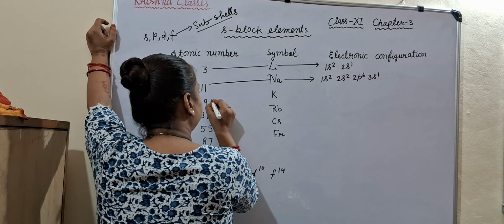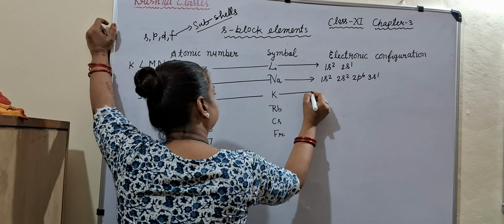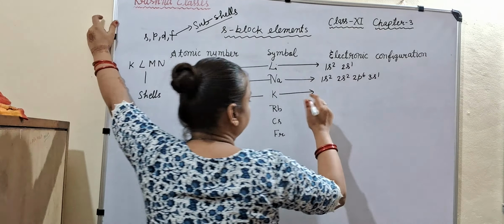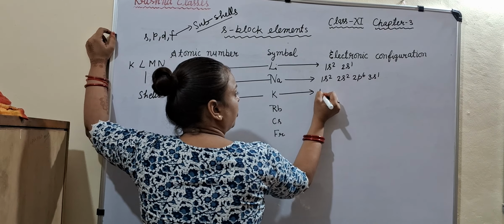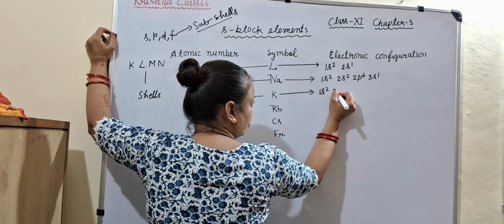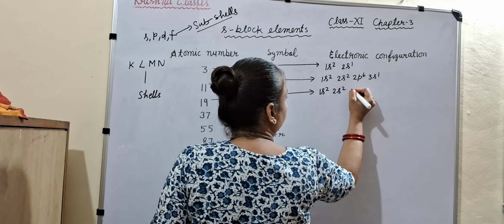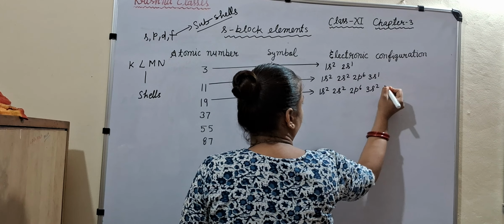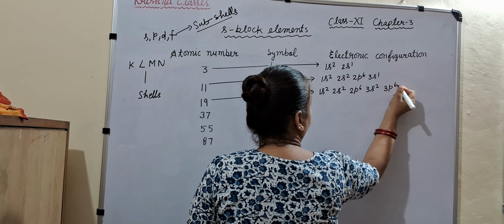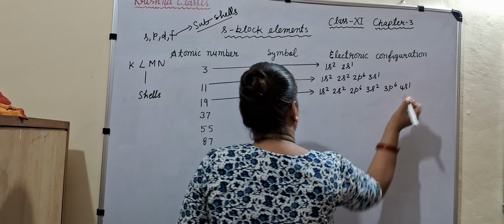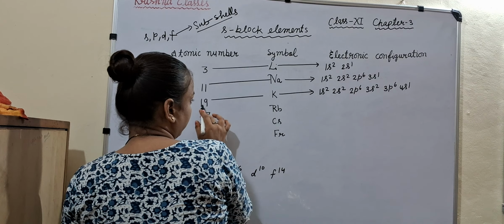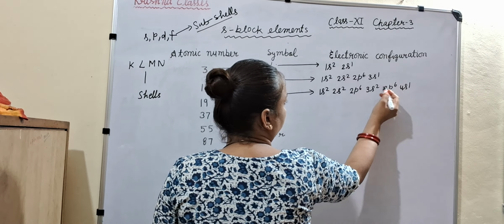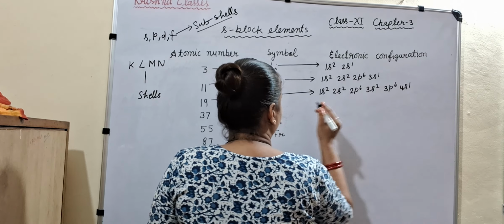Now come on potassium. Atomic number is 19. Electronic configuration is 1s2 2s2 2p6 3s2 3p6 4s1. Here you can see 2, 4, 6, 10, 12, 18, 19.